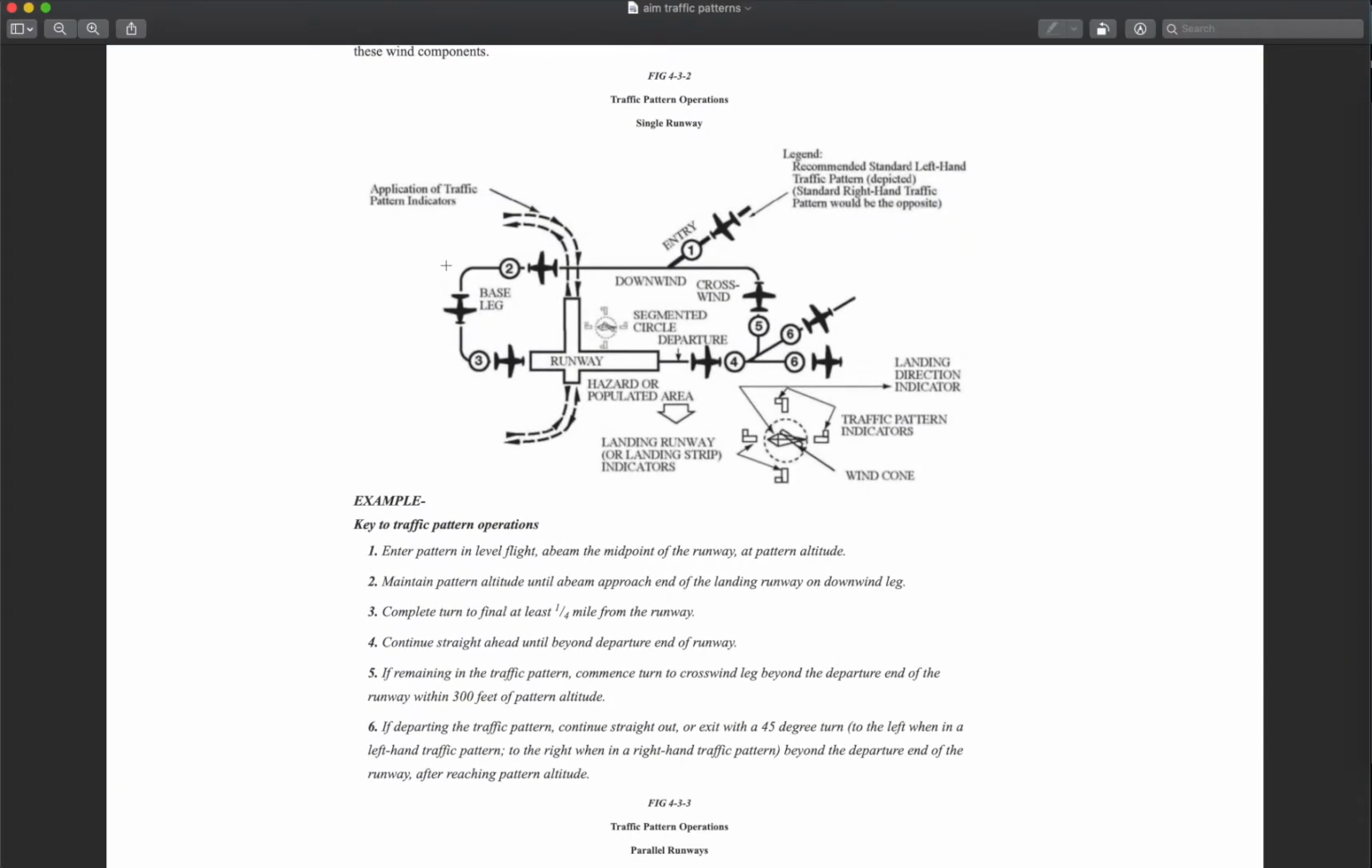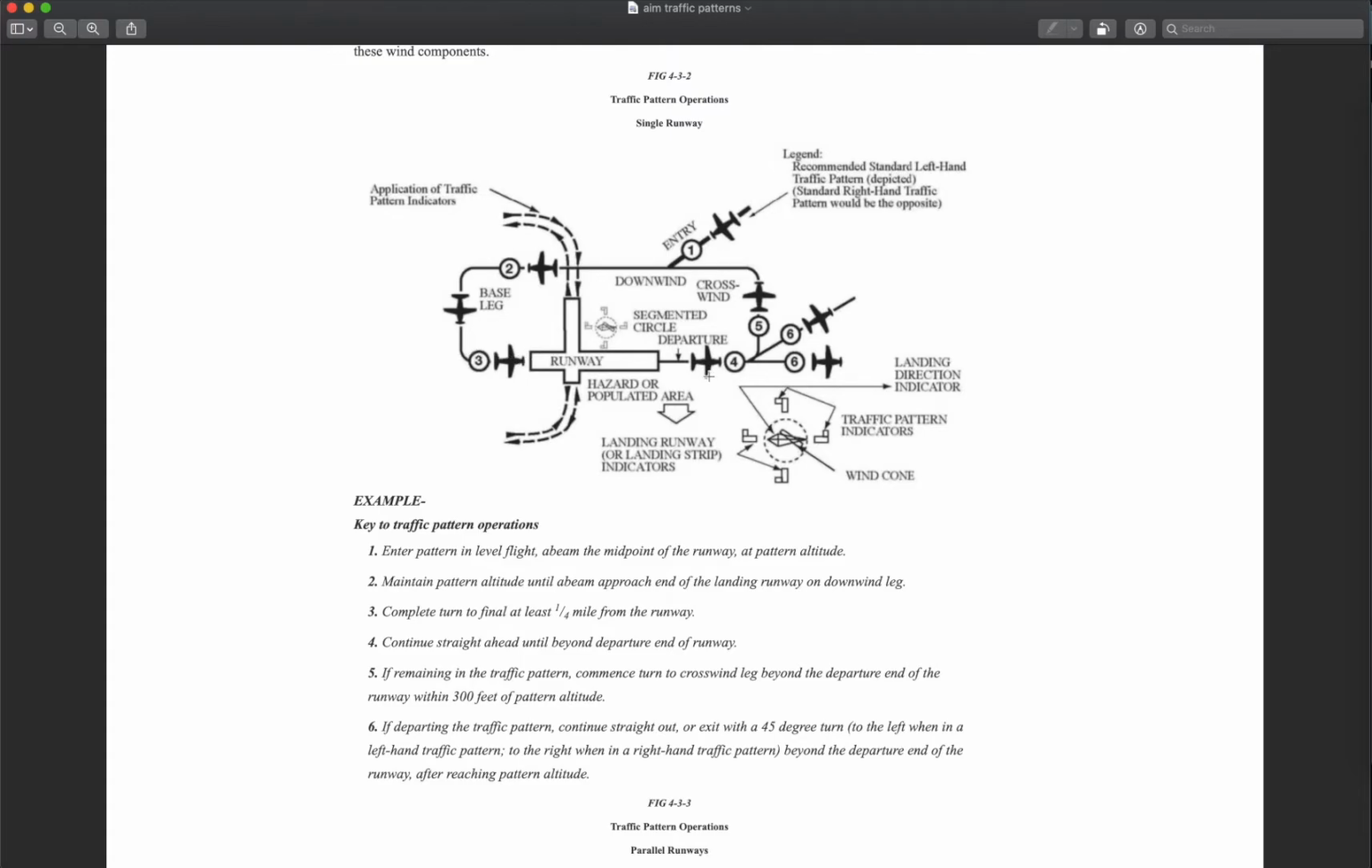So this is the AIM. And in the AIM, it talks about entering the traffic pattern in level flight, which means at pattern altitude, being midpoint of the runway at pattern altitude, and at a 45-degree angle. You can see how it comes in here. In entry number 1, that's how they want pilots to enter the pattern. They're going to enter the downwind, and then they're going to go to the base leg, and then on final.